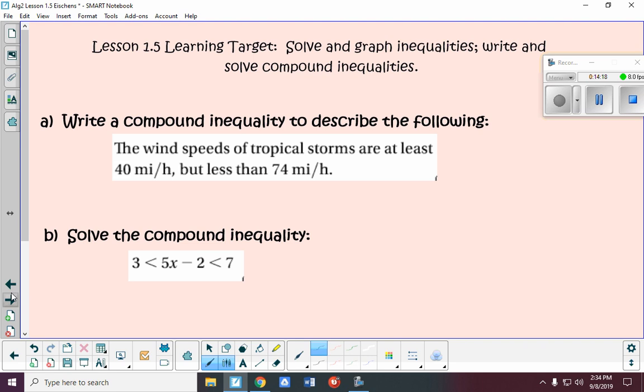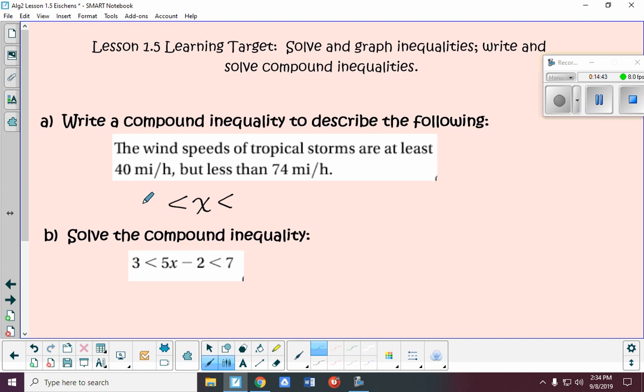All right, let's talk about writing a compound inequality. Here it says the wind speeds of a tropical storm are at least 40 miles per hour, but less than 74. So basically they go from 40 just up to 74. So to write that out, it's kind of a range of values. So put the x in the middle.